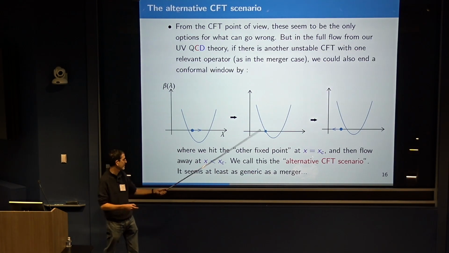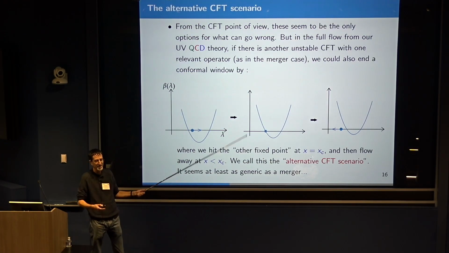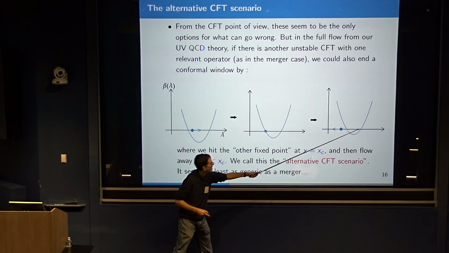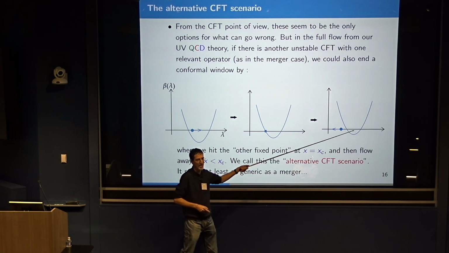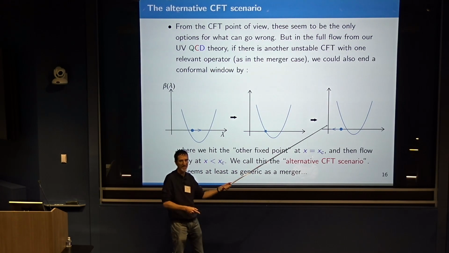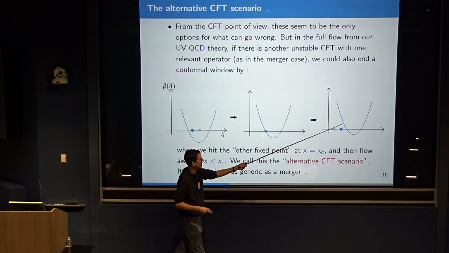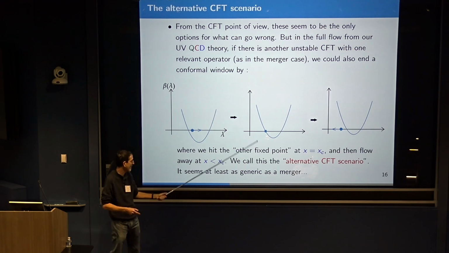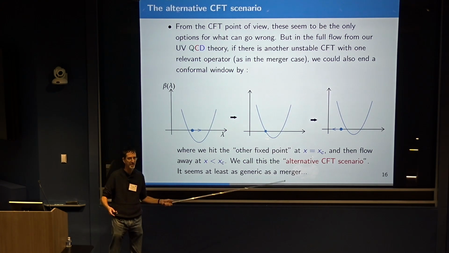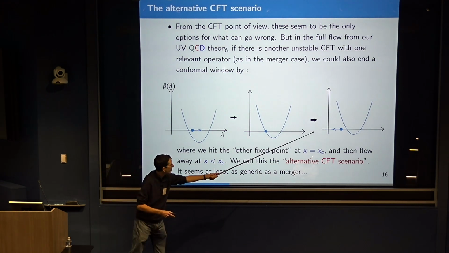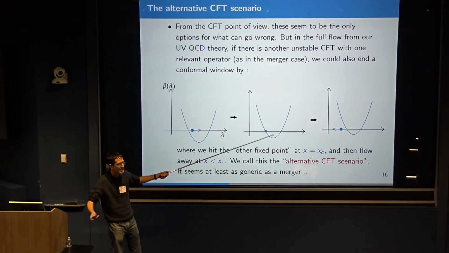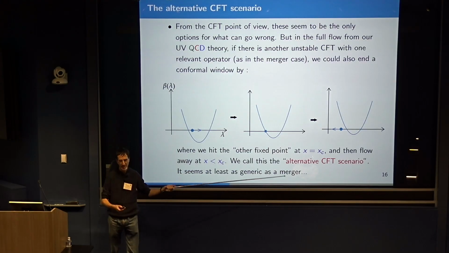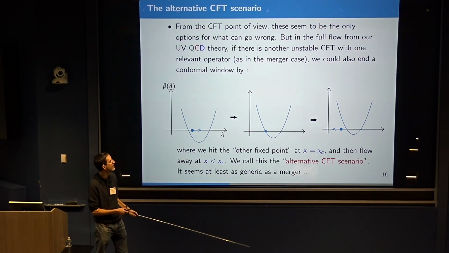And the scenario seems at least as generic as the merger scenario, in the sense that if we have a merger and we approach this merger, then it's possible that we're on the right-hand side of this and then we would continue flowing to the original CFT, but it's also possible that we're on the left-hand side of this and then even before we hit the merger, we would hit this other conformal field theory first and flow away. So the scenario definitely seems at least as generic as a merger scenario. And of course, it's also possible that this alternative CFT could be far away. So in some sense, this is maybe even more generic. So this is a third scenario that can happen, and we'll see that it does happen in some examples.